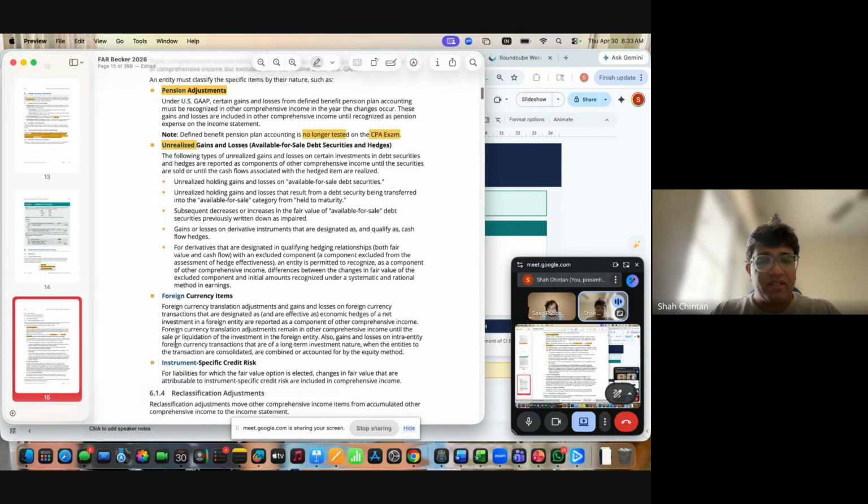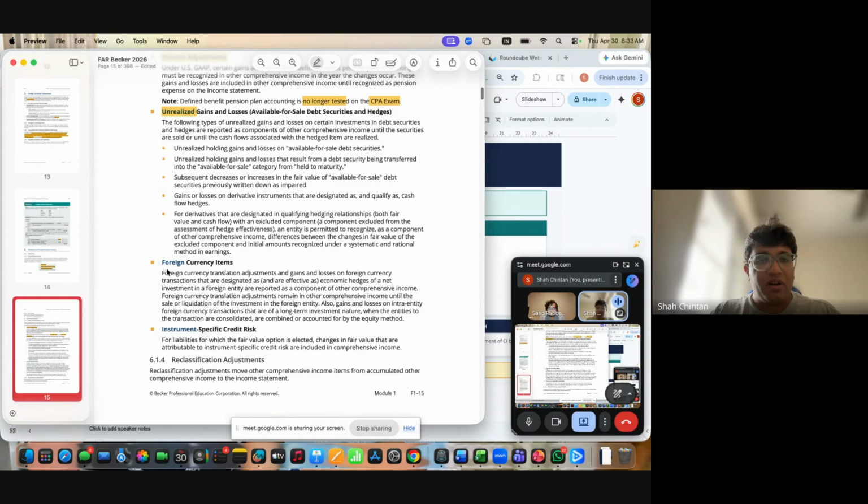Number three, foreign currency translation adjustments which are coming as a part of foreign currency consolidations. So foreign currency translation adjustments and gain and losses on foreign currency transactions that are designated as economic hedges of a net investment in a foreign entity. So this word is very important, which are foreign entity investments are only reported in the OCI.